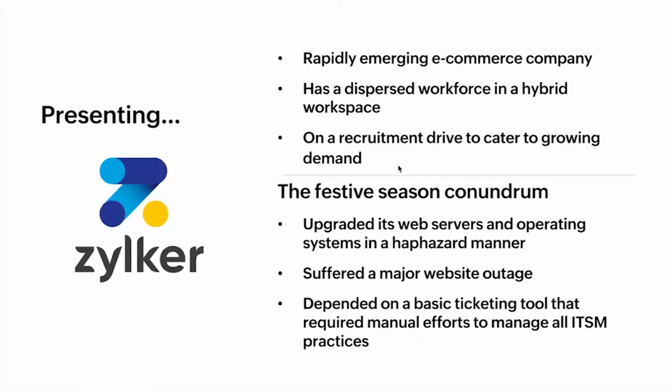Now, why did this happen? This is because Zilker relied on a primitive ticketing tool that lacked any automation capabilities. So, when thousands of incidents reporting this major website outage came to Zilker's service desk, all their technicians had to manage various ITSM practices manually, and this resulted in a prolonged website downtime. It also led to unsatisfactory user experience. It's so undesirable to let the brand reputation and the profitability of Zilker go down, right? You would not want that to happen generally.